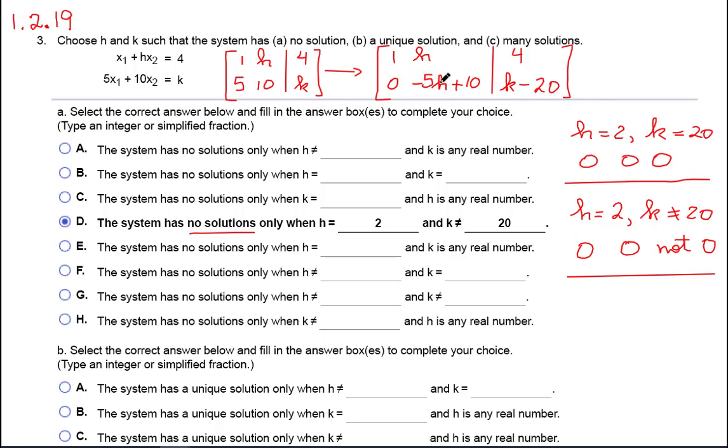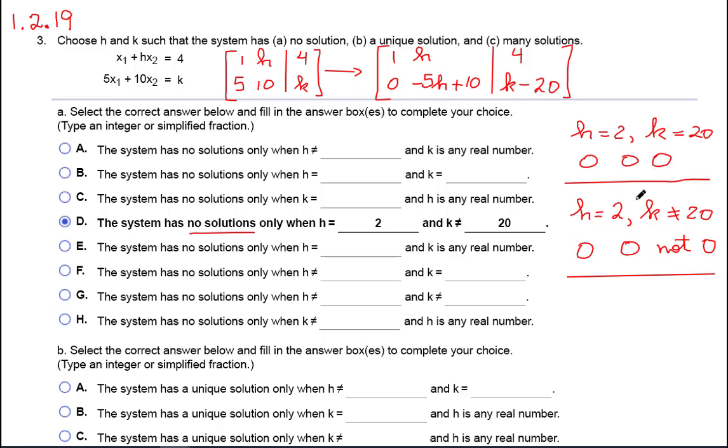Alright, so I'm beginning to see in this process how h and k are involved. Alright, well, let's see. What if h were 2? If h is 2, I've got minus 10 plus 10 is 0. And if k is 20, then I get a 0 here, and I'd have a row of all zeros. Well, if it's a row of all zeros, that means I get an infinite number of solutions.